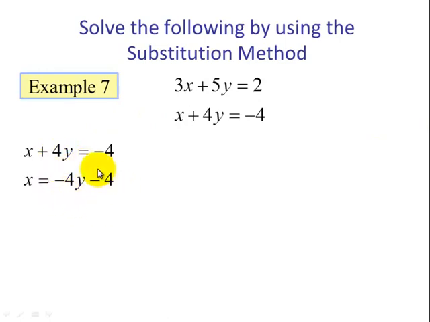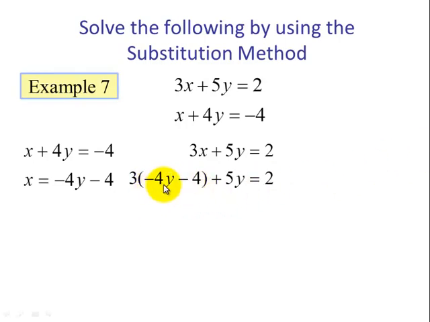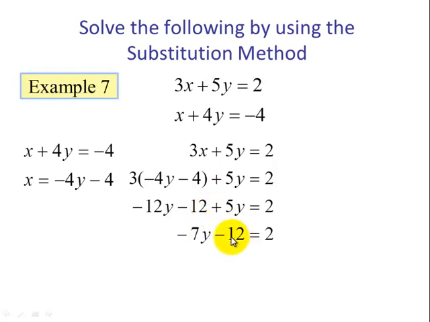Now I'm going to take that expression and substitute that into the first equation. Wherever I see an x, I'm going to substitute negative 4y minus 4. So we have 3x plus 5y equals 2. Everywhere I see an x, I'm going to substitute the expression negative 4y minus 4. Now using the distributive property, we have negative 12y minus 12 plus 5y equals 2. Combining like terms, 5y and negative 12y gives us a negative 7y. Bring down your minus 12, bring down your equal sign, bring down your 2.